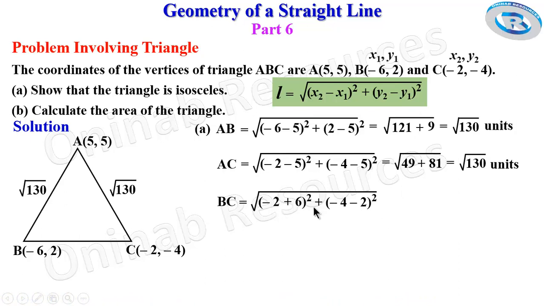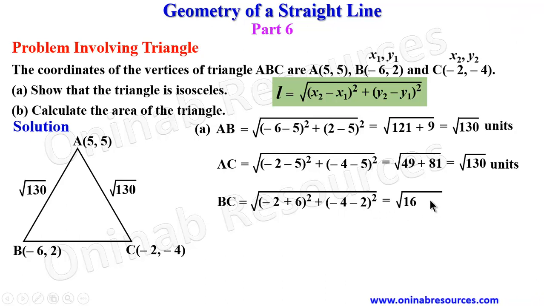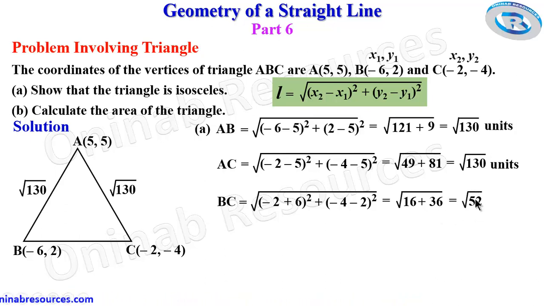-2 plus 6 gives 4. Squaring 4 gives us 16. -4 minus 2 gives -6. Squaring it gives us 36. That's giving us plus 36. And we have it as the square root of 52. 52 is 4 times 13, and 4 is a perfect square. We can have the simplified form of root 52 to be 2 root 13 units.